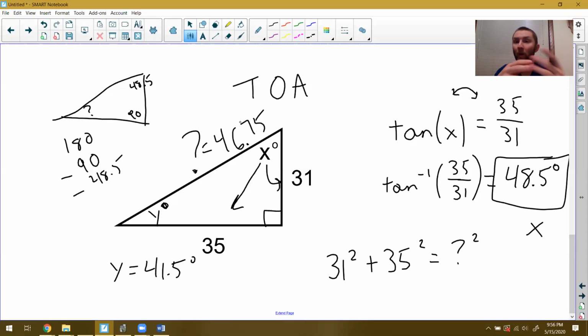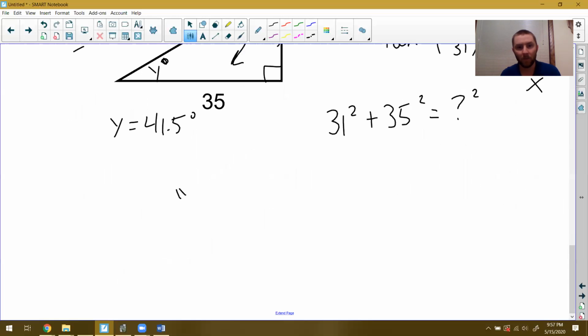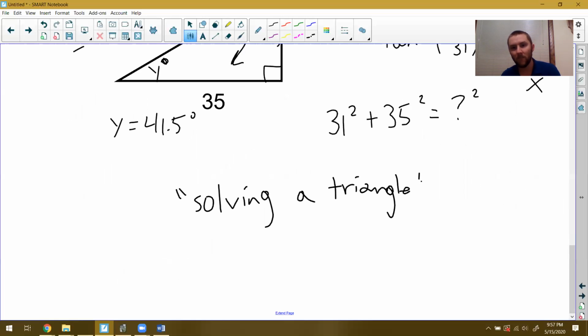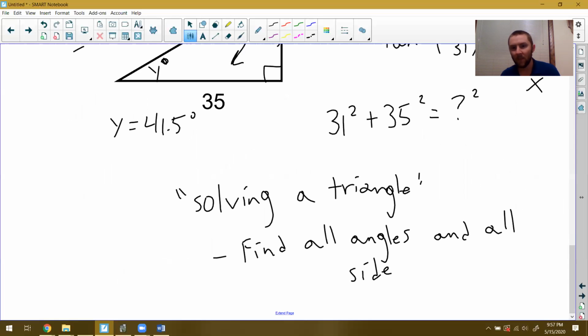So by the way, when we are given enough information to find all the angles, which we now know, and all the side lengths, which we now know, this is something called solving a triangle. So solving a triangle basically means find all angles and all side lengths. And that's what you're going to be asked to do, like I said, in your IXL topics at the end of the week.